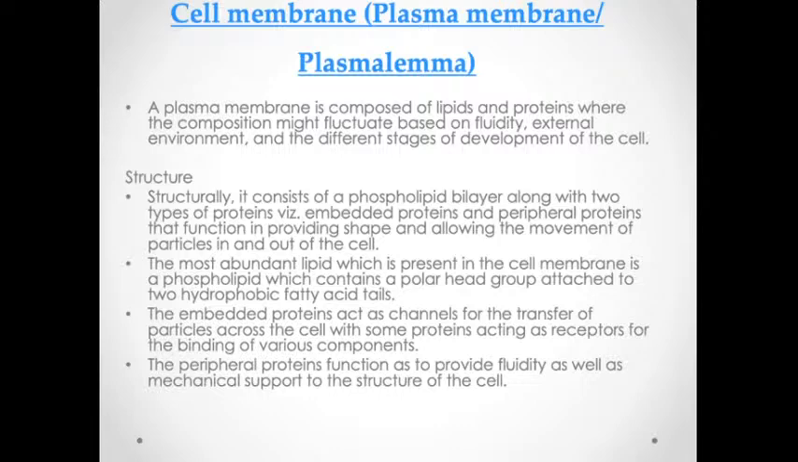It consists of a phospholipid bilayer along with two types of proteins, embedded proteins and peripheral proteins, that function in providing shape and allowing the movement of particles in and out of the cell. The most abundant lipid present in the cell membrane is phospholipid, which contains a polar head group attached to two hydrophobic fatty acid tails. The embedded proteins act as channels for the transfer of particles across the cell, with some proteins acting as receptors for the binding of various components. The peripheral proteins provide fluidity as well as mechanical support to the structure.